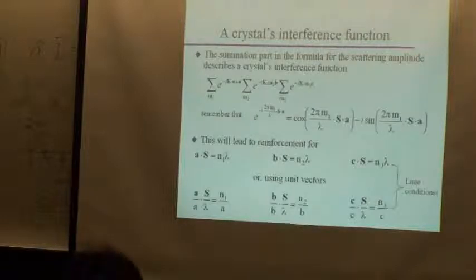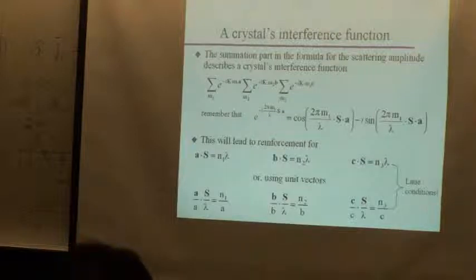Let's look at that sum only. Let's ignore the rest of it. Okay? Now we make use of the fact that a complex e function can be expressed as a cosine and a sine. And all we do is we plug back in what these are. So that k we know is 2 pi over lambda times s.